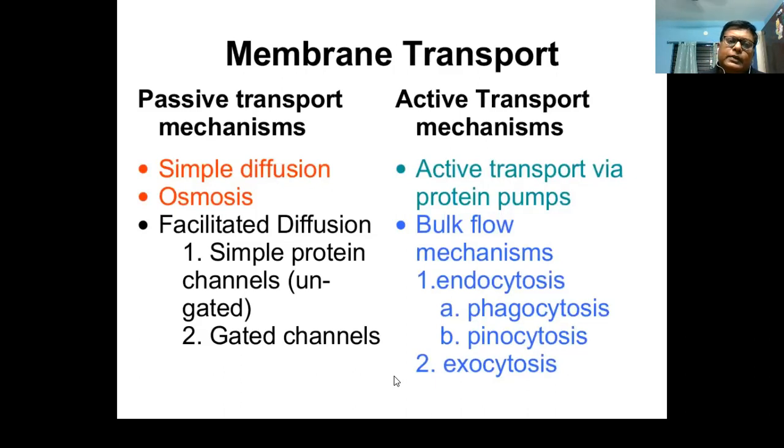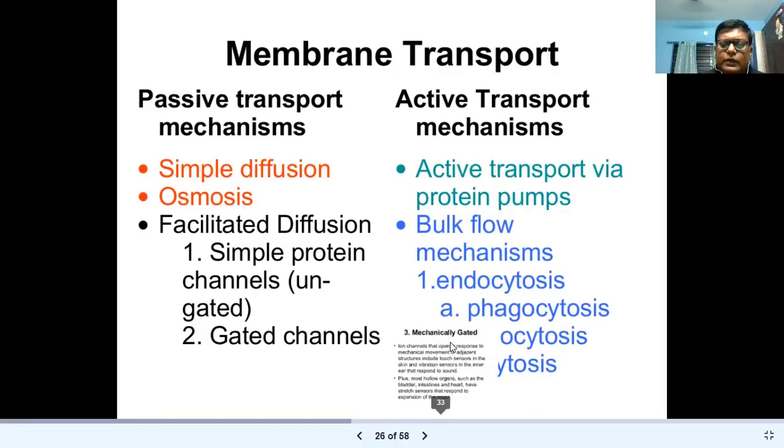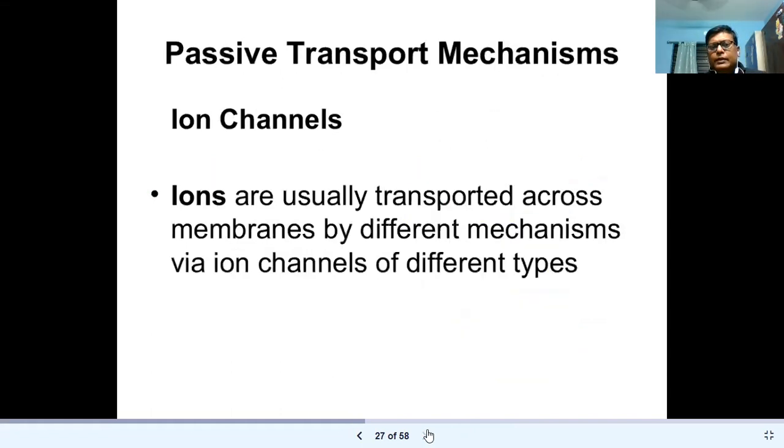Now, if you consider the passive mechanism, there are simple diffusion and facilitated diffusion, where energy is not required. In facilitated diffusion, again there are two types: simple protein channel, ungated, and gated channel. In active transport, energy is required. This includes active transport via pumps, then endocytosis, phagocytosis, exocytosis. There are several types.